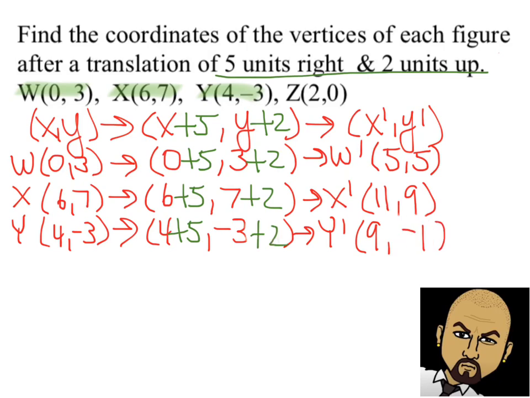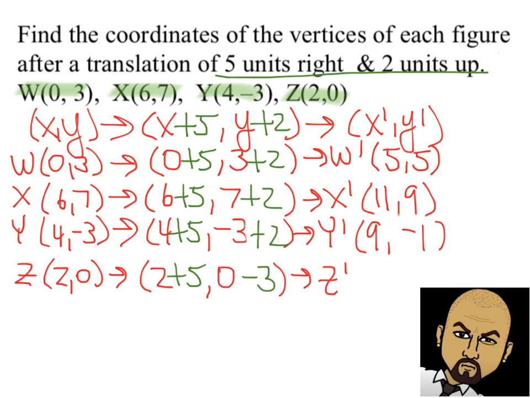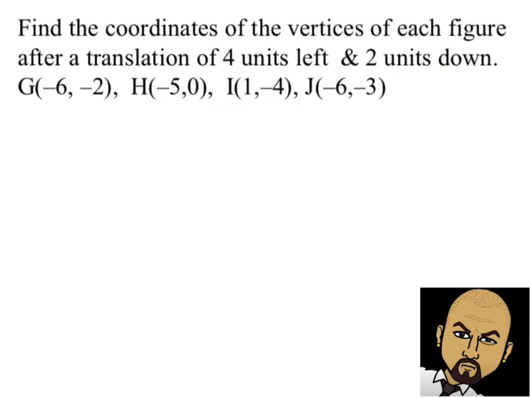So I want to go ahead and I changed it. We end up with the ordered pair 9, negative 1. And let's do the last vertex Z, the ordered pair 2, 0. We're going to add 5 to the X value. Then we're going to subtract 3. But again, that is incorrect. Let me fix that. We're going to add 2, and we end up with the ordered pair not 7, negative 3, but the ordered pair 7, positive 2. All right, let's go ahead and go on to the next problem.